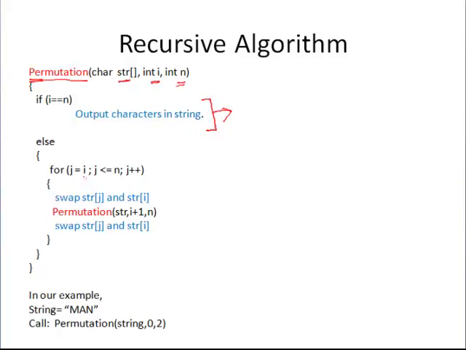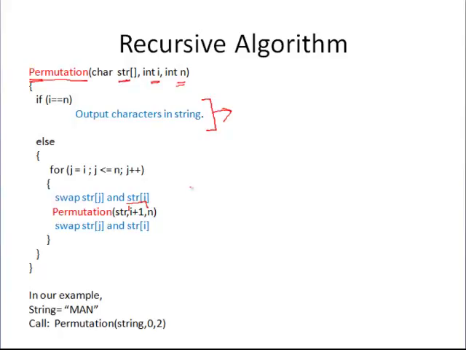Else, we swap the ith element, that is the starting element that is continuously incremented, with the rest of the elements to yield different permutations. After swapping, we pass the remaining array that we have changed through the function permutation recursively. It's important to remember that the value of the starting index is incremented by 1.